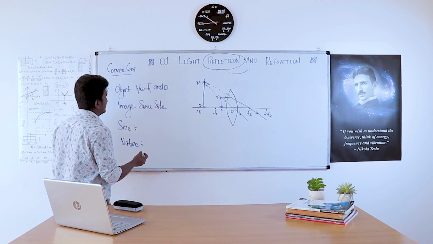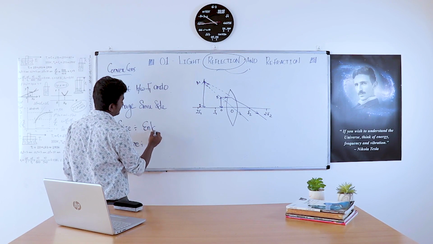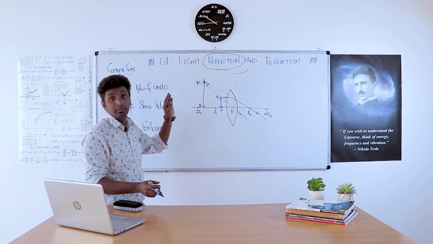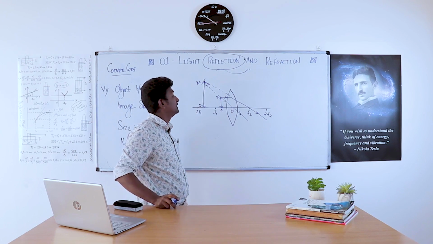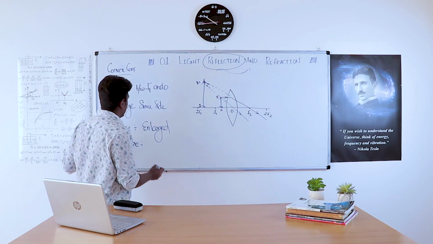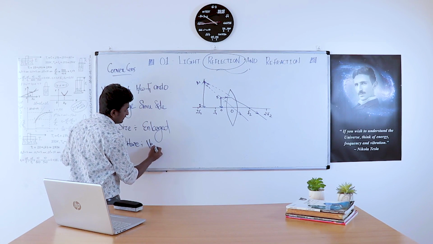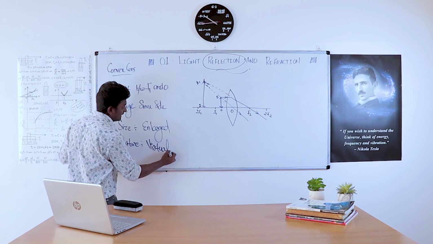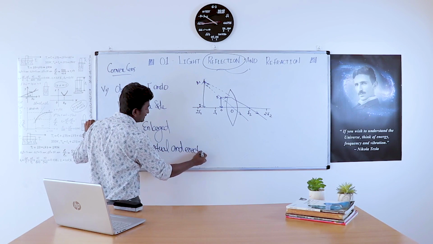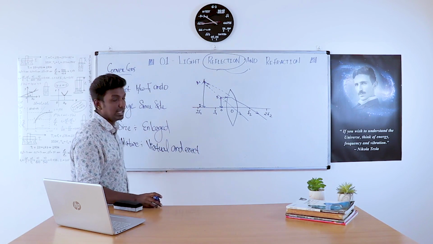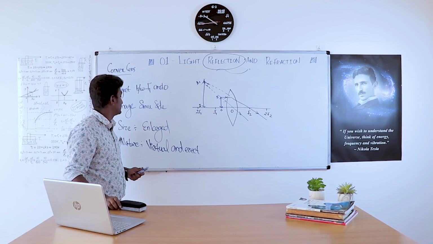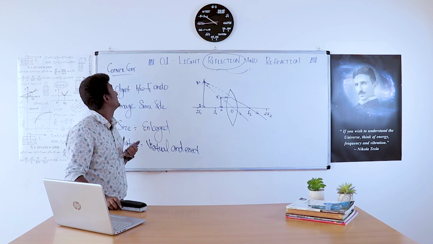So now look at the size. Size is enlarged. We got an enlarged image. Then nature: if the image is formed at the same side of the lens, then the nature is virtual and erect.